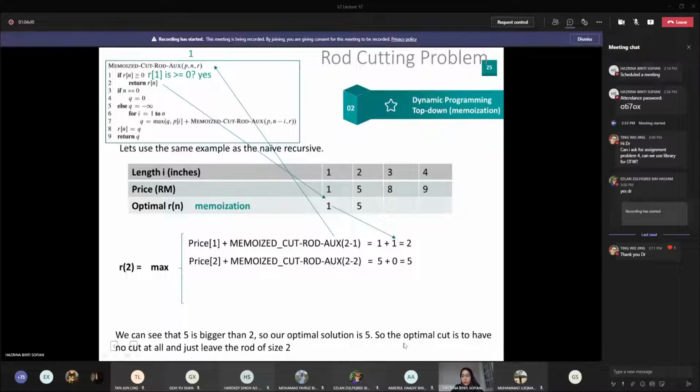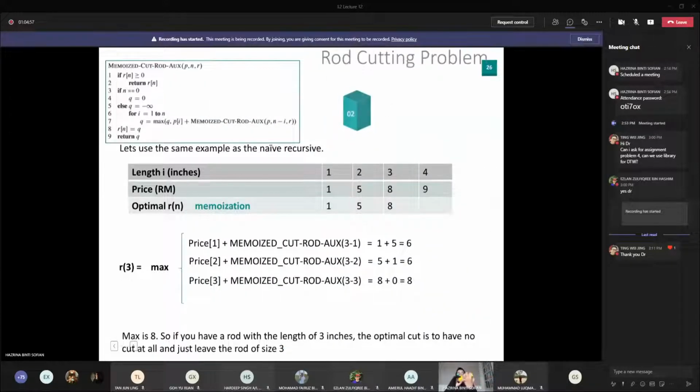This is already inside our memory. So the optimal cut is to have no cut at all and just leave the rod of size 2. So we don't cut at all. Then we move to 3.